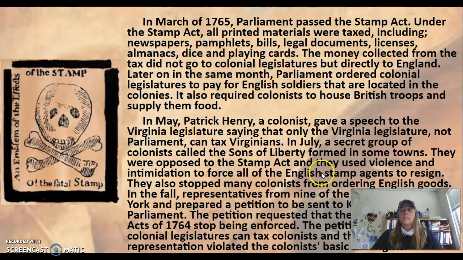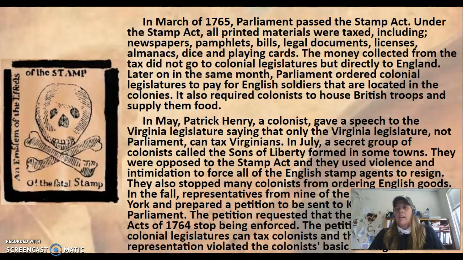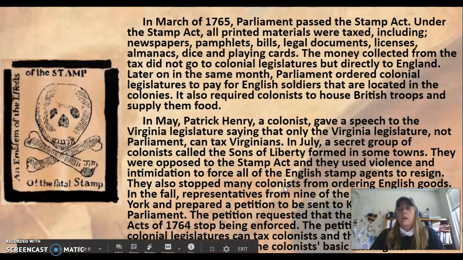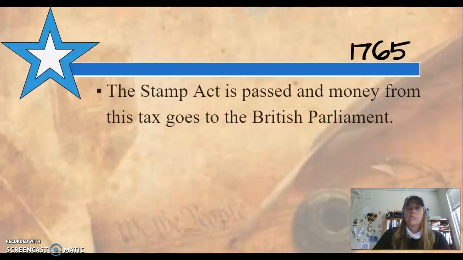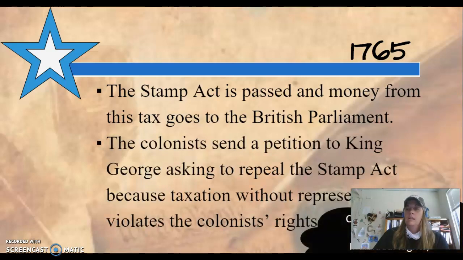The colonists did not have anyone in Parliament, and Parliament is the ones who make the laws and decide how to tax people, and colonists do not have a member in Parliament to even have a say. So as a recap, Stamp Act is passed, the tax goes to Britain, the colonists send a petition to King George wanting this to go away. So they are concerned about their representation and their individual rights, and once again, taxation.